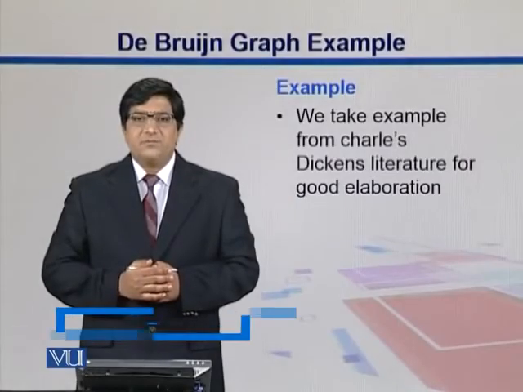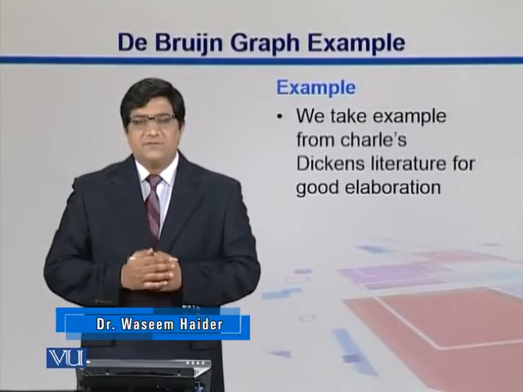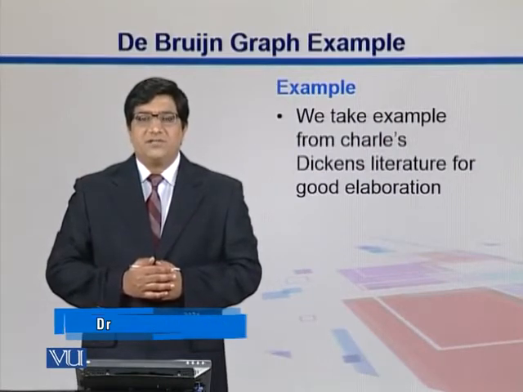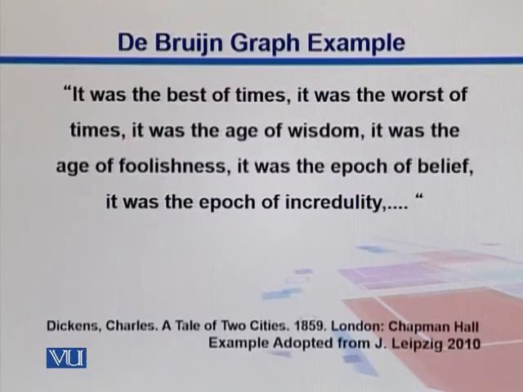Let's elaborate De-Bruijn graphs more with this example, which we derived from the literature coming from Charles Dickens. This is from his novel A Tale of Two Cities, written in 1859. So guys, the passage is something like this. So why did we put it here?